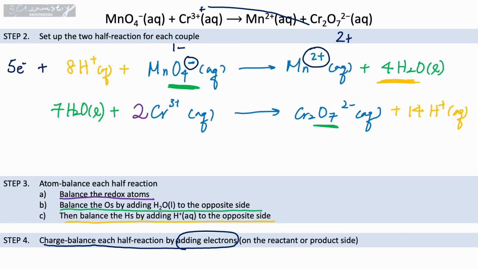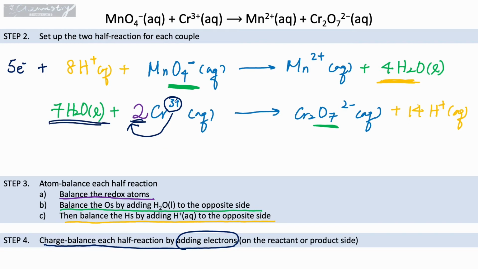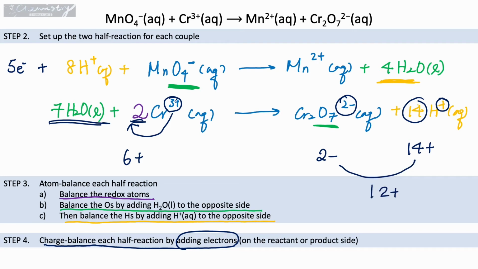So that is the first reaction. The second reaction, we can see that we have 3 plus times 2, 6 plus. There's no charge, so that is just 6 plus on the left side right now. On the right side, we have 2 minus from here, and then 14 plus. That will add up to be 12 plus. That means that on the right side, we need to add 6 electrons, because 6 plus and 12 plus need balancing, and with the 6 electrons, this will be 6 minus, so that will be 6 plus. So we are adding 6 electrons to the right side.